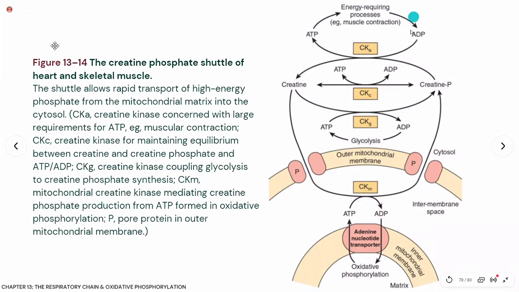And you have your creatine going back again with ATP and creatine phosphate going out. So it's just a cycle going in, out, or creatine can be phosphorylated through glycolytic ATP or from mitochondrial ATP. Now what we have here are pores. That's a pore there.